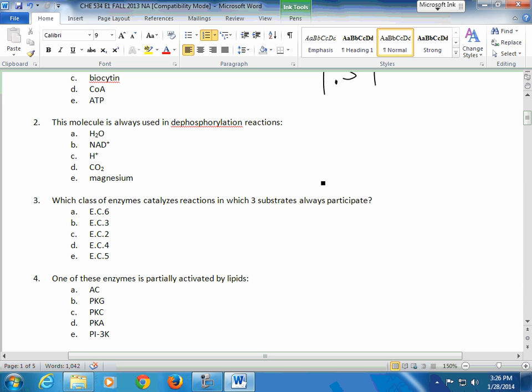Always used in dephosphorylation reactions. Remember, protein phosphatases are the ones that do dephosphorylations, like PP1, protein phosphatase 1. They remove a phosphate group by using water to do that. You can find that in Unit 3, Slide 72, where magnesium is used for your kinases. These are going to be used in redox reactions, but not all the time. These are only used in some redox reactions.